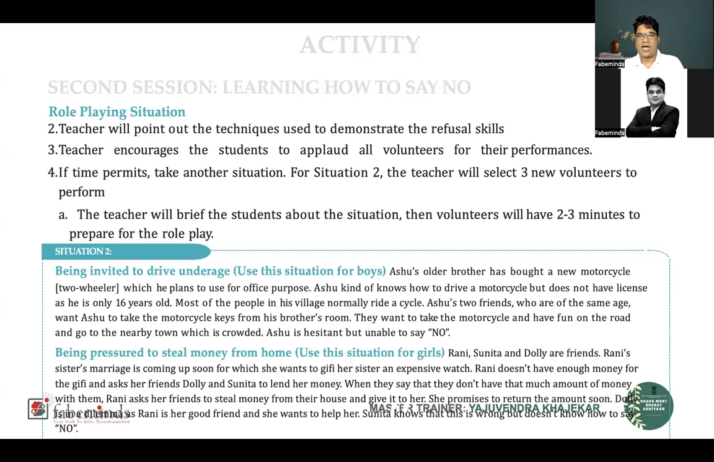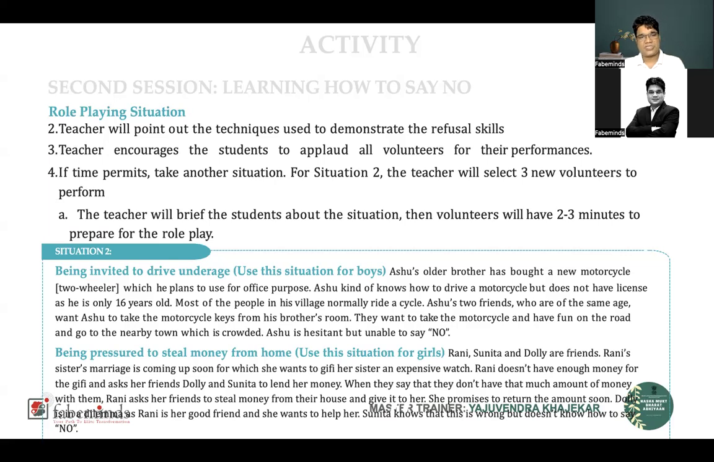Ashu kind of knows how to drive a motorcycle, but does not have a license as he's only 16 years old. Most of the people in his village normally ride a cycle. Ashu's two friends, who are of the same age, want Ashu to take the motorcycle keys from his brother's room. They want to take the motorcycle and have fun on the road and go to a nearby town which is crowded. Ashu is hesitant but unable to say no.